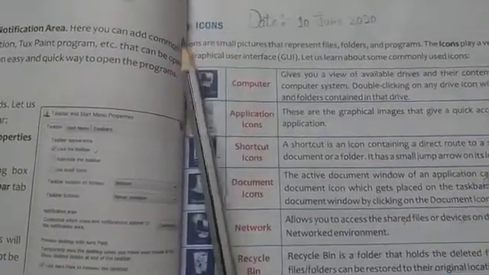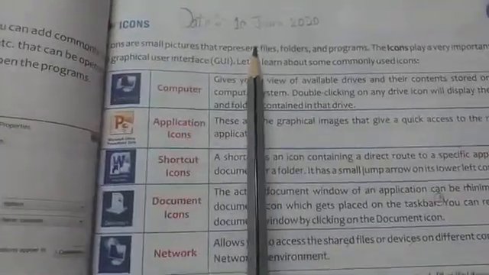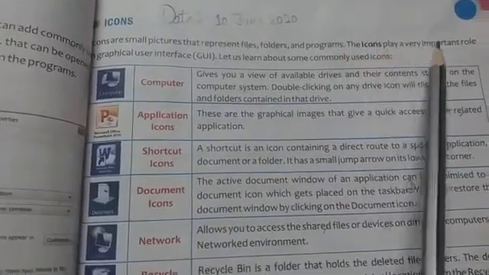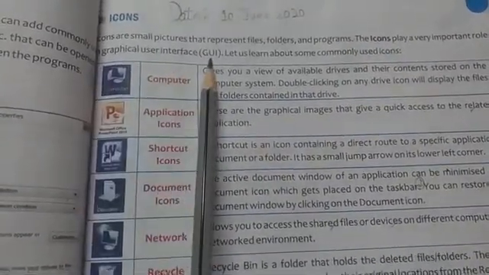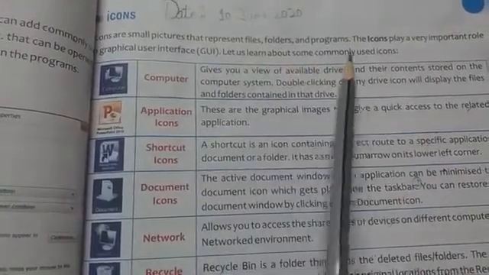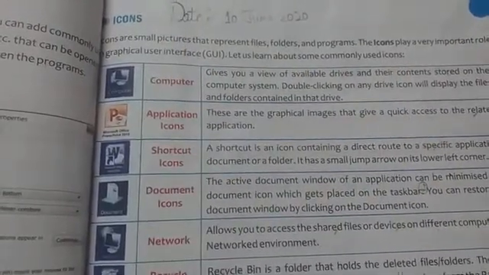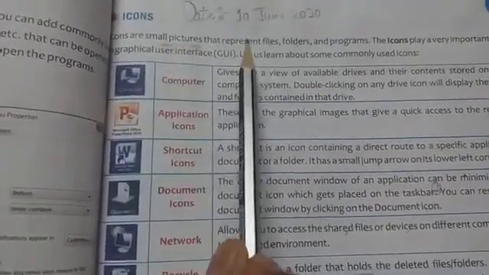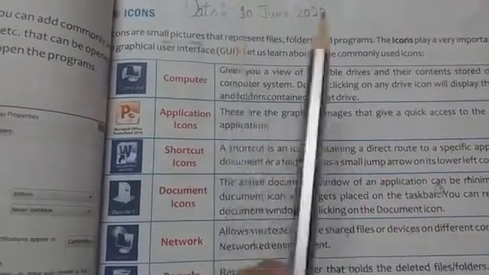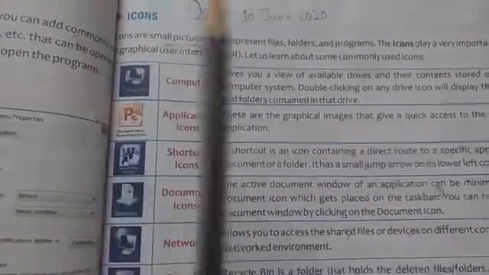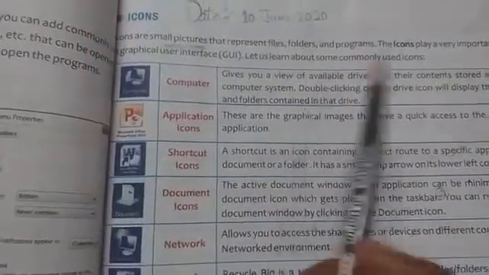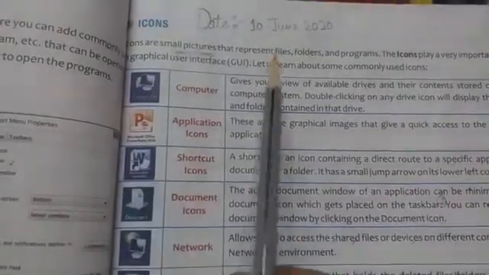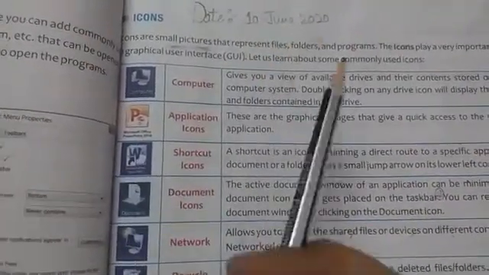So let's begin. Icons are small pictures that represent files, folders and programs. Icons play a very important role in a graphical user interface. So let us learn about some commonly used icons. What are icons? Icons are small pictures that are present on our desktop. We can take the help of icons to open any file, folder or app. Simply we have to click or double click to open anything on our desktop or our computer.